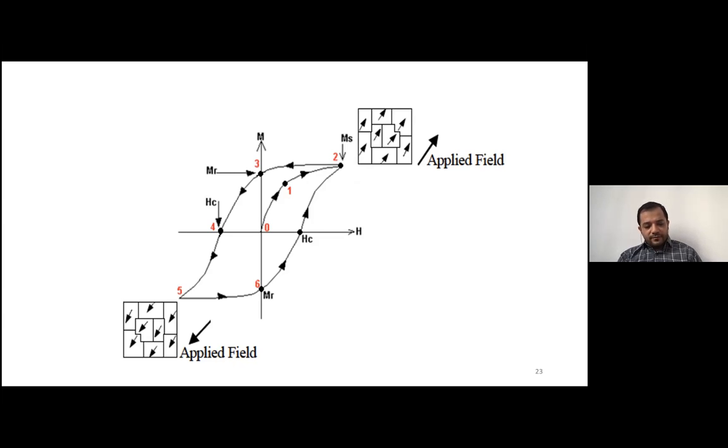So you have a width for this hysteresis loop from negative HC to positive HC, and that is something that we'll discuss later. But then from point 5, you go back to point 6, which is basically a negative MR, where you have the remanence magnetization in the other direction.